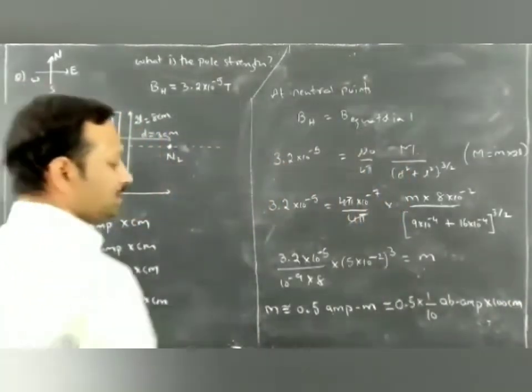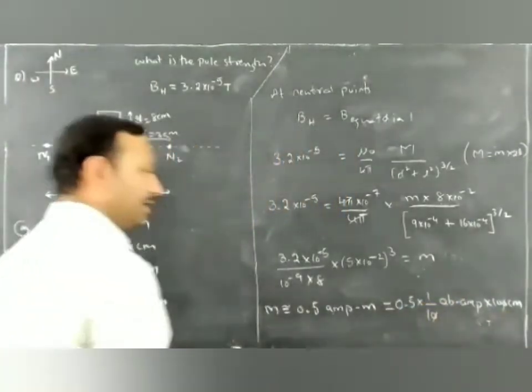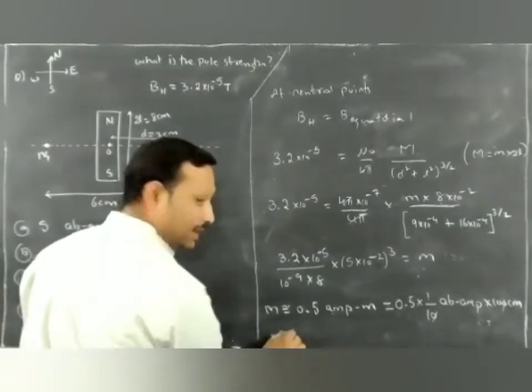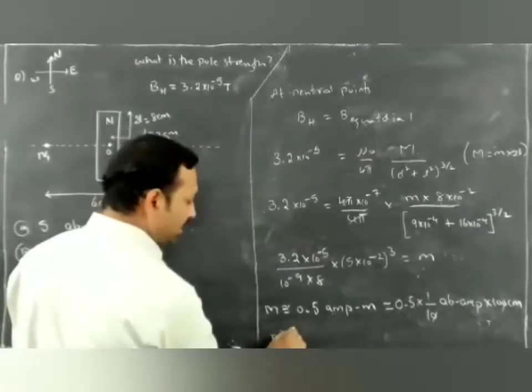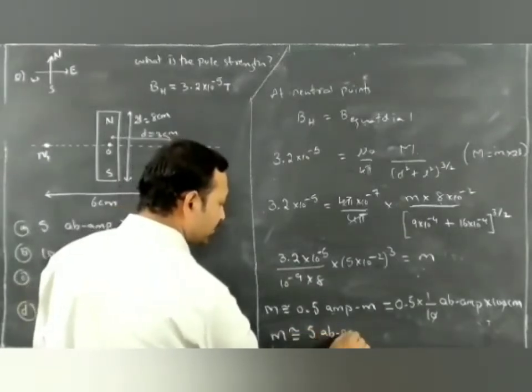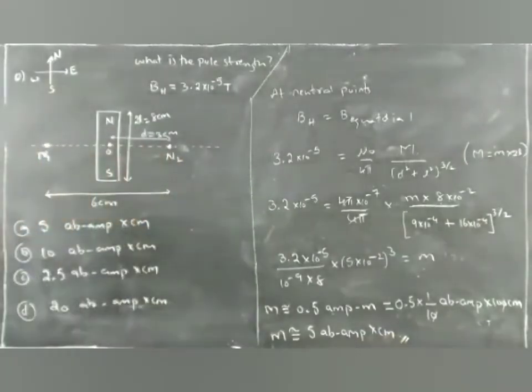Now calculating this one here, 0 and 0 will get cancelled, so therefore 0.5 and 10 and 10 also cancel. Finally we will get approximately 5 ampere meter, sorry, centimeter. So that will be the option A. Right.